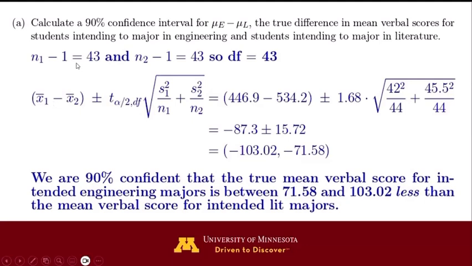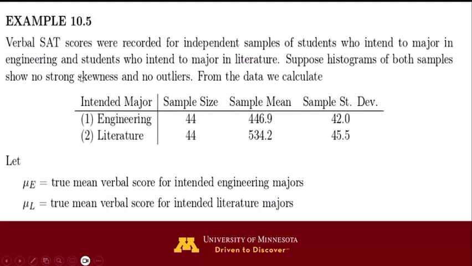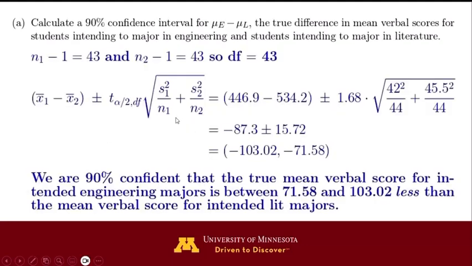Okay, so what you're going to do is get the degrees of freedom. Of course, each sample size is 44, 44. If you subtract 1, that's going to be 43, 43. The minimum of 43, 43 is going to be 43. Now you're going to make use of the formula for the confidence interval of the difference of means.